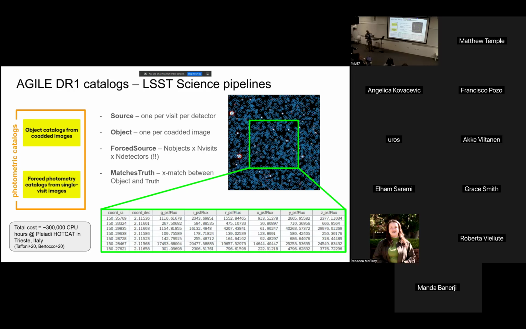And finally, to close it all together, we have the matches between the truth catalog and the object table. So this way you can go to the object table, and you can ask, okay, what was the actual object that was responsible for this detection? So you can put one-to-one together: this was an AGN, this was a galaxy, this was a star. And all of this was about 300,000 CPU hours worth of running, all the images, all the catalogs. And this was a proposal that we are now completing at Pleiadi.